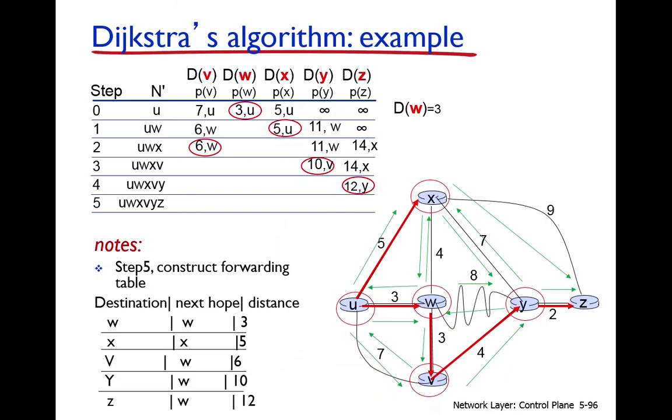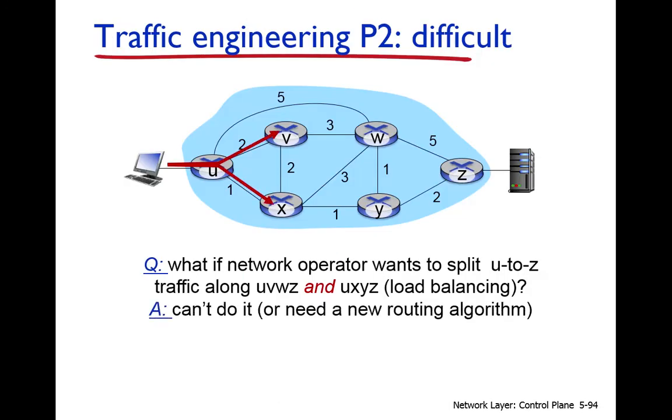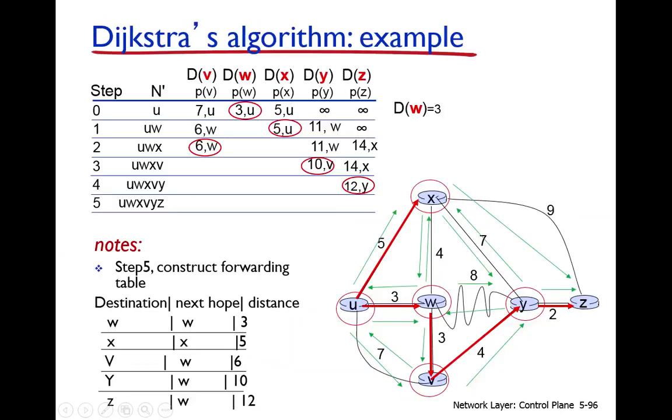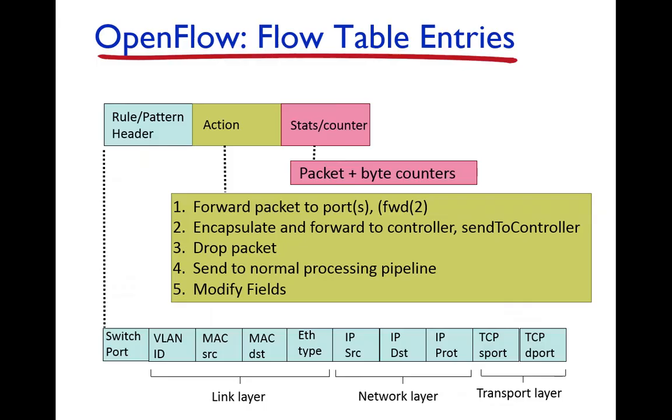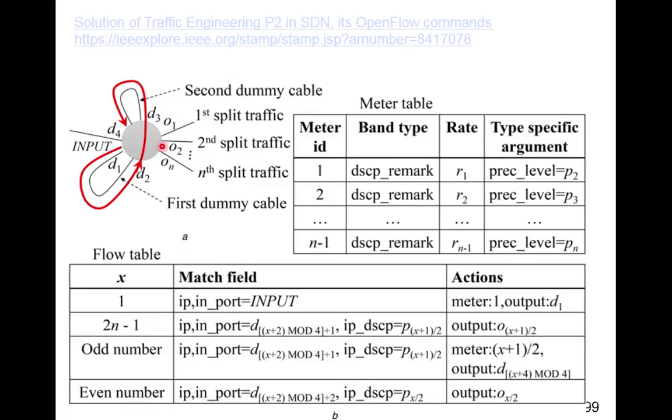So how is it addressed? This problem can be addressed in the SDN switches. This is the approach, the solution for traffic engineering. These two tables, the first is called the meter table and the other is the flow table. If these two tables are used, we can achieve it in the switches. So the switches' forwarding tables can support this traffic engineering problem P2. The traffic engineering P2 problem can be solved in SDN easily.